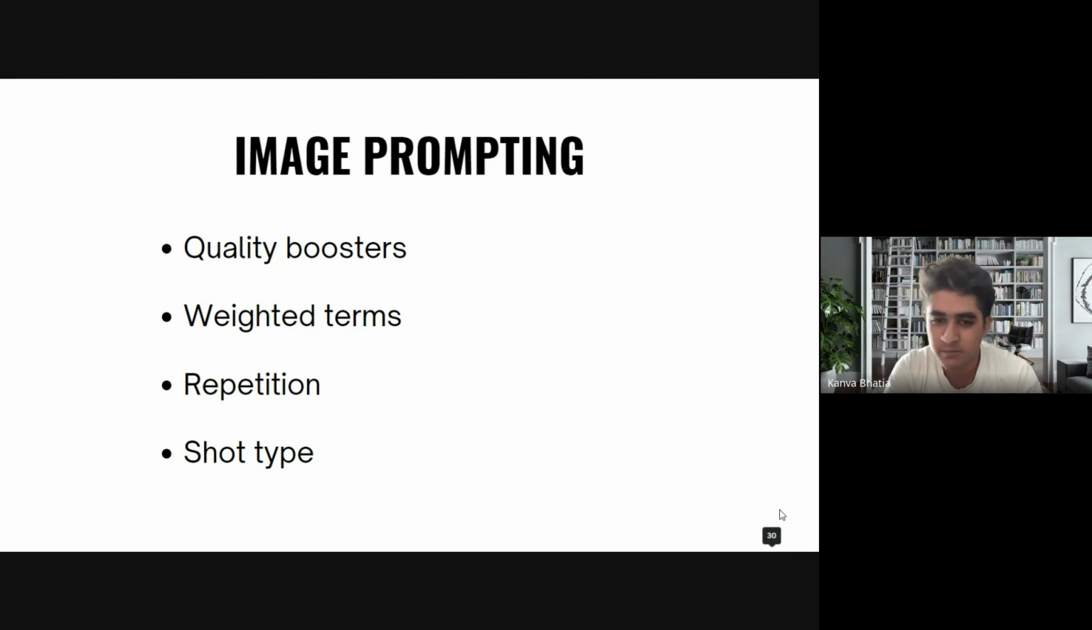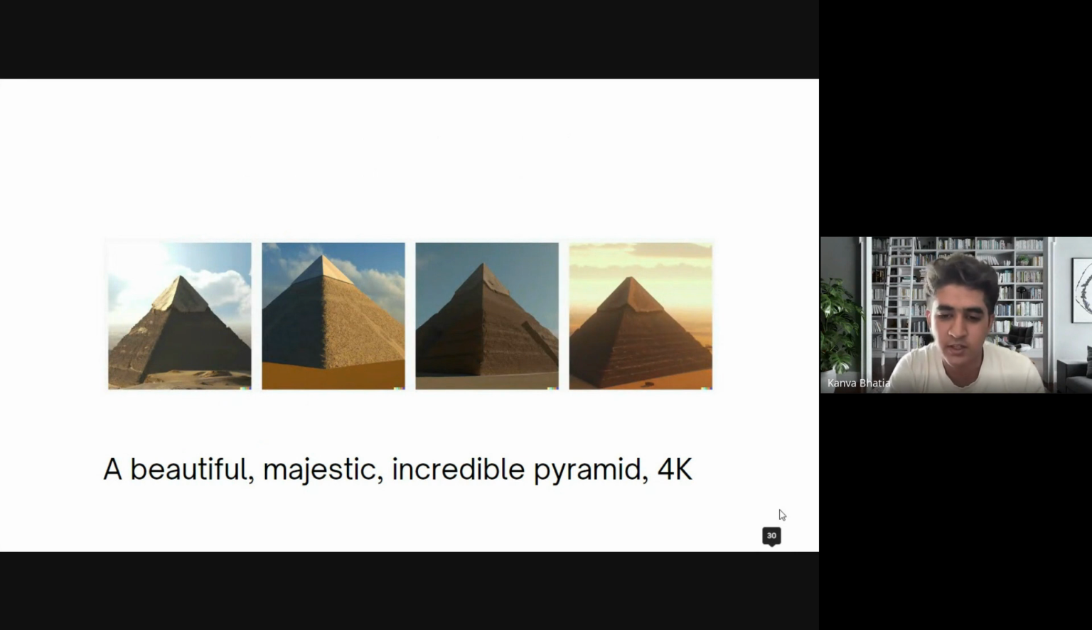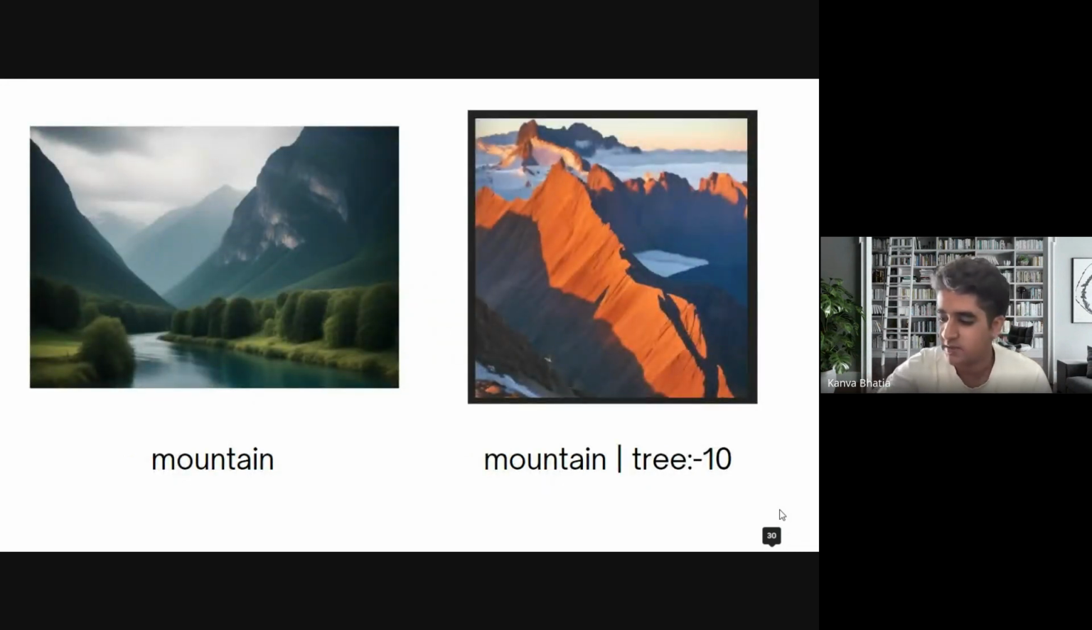Some examples of good prompts: to boost the quality of the generated image, what we can do is include words like 4K, incredible, and majestic. So instead of just writing a pyramid, which would give a very low quality picture or some random shot of a pyramid, including words like beautiful and 4K, the generated output is quite nice as compared to just pyramid.